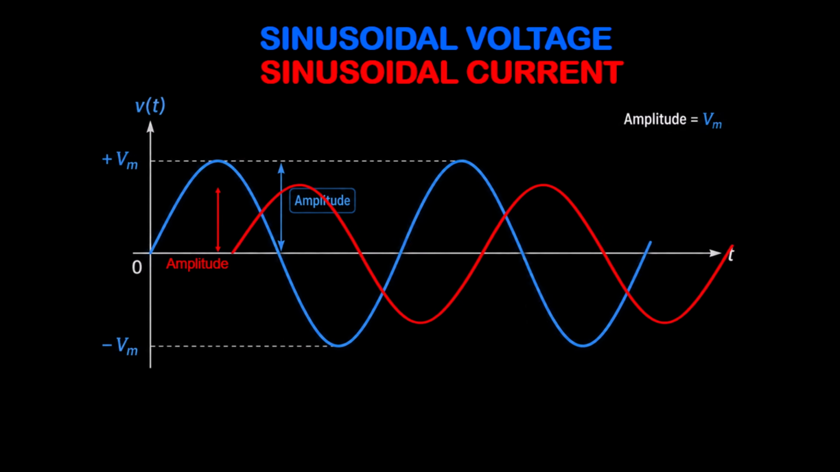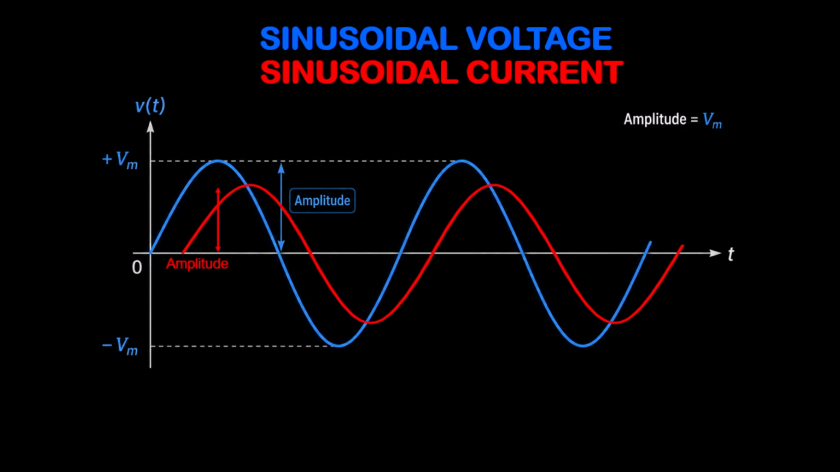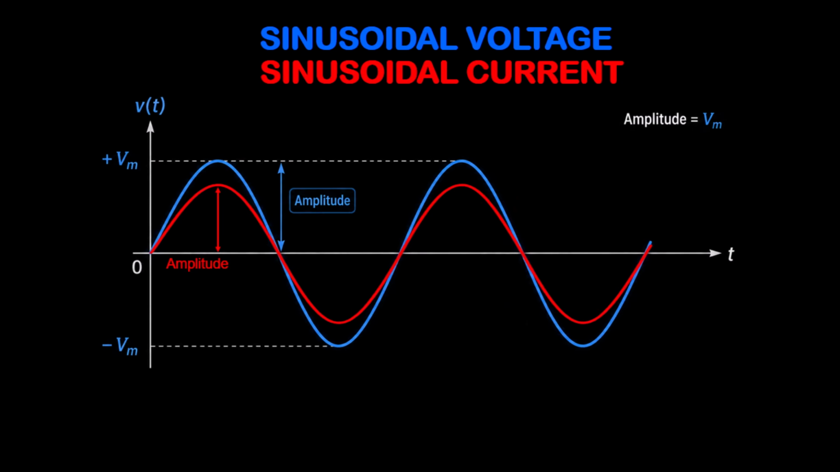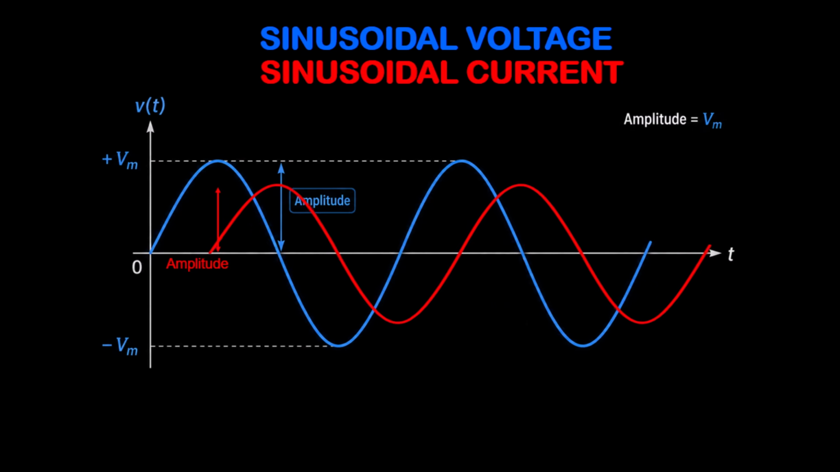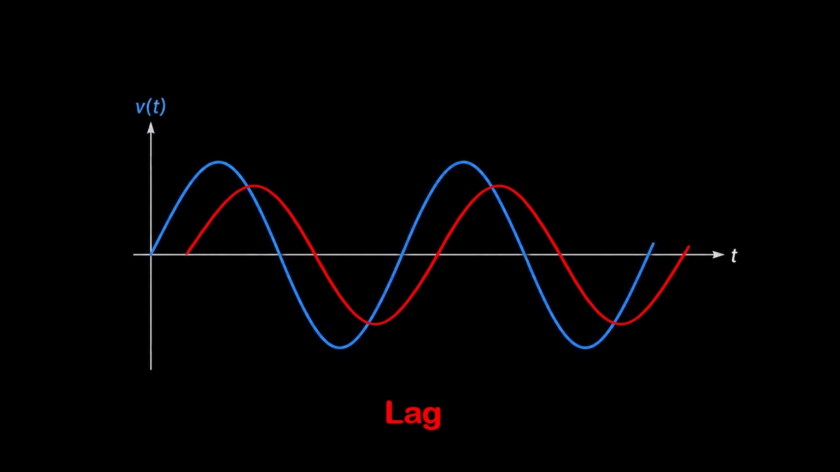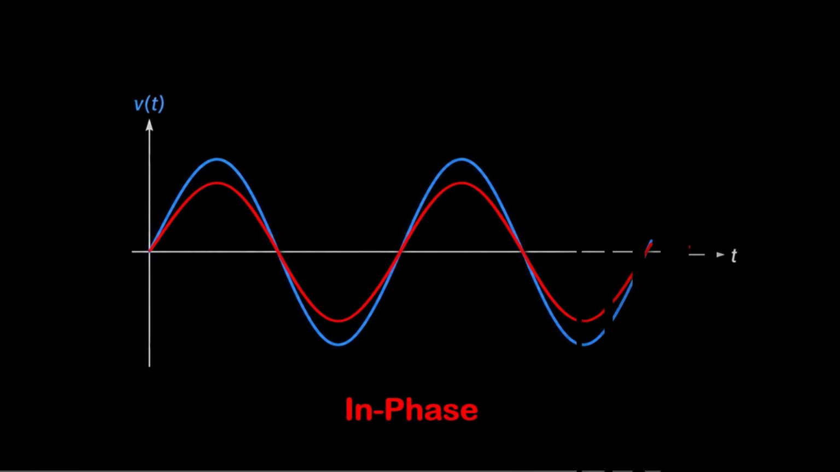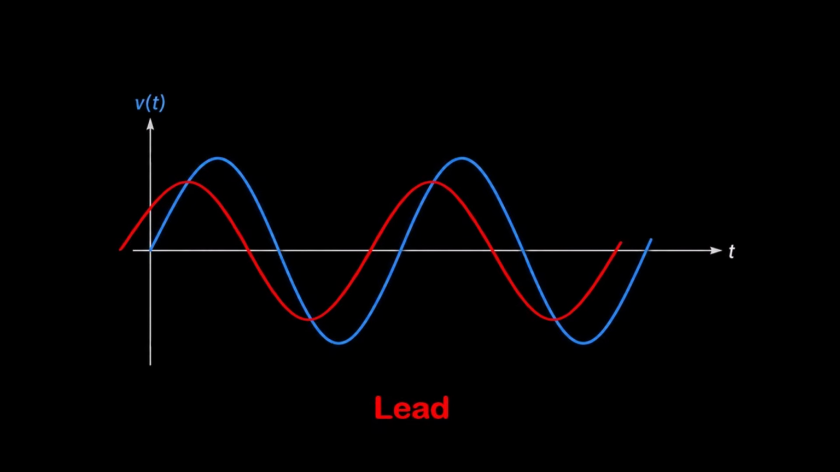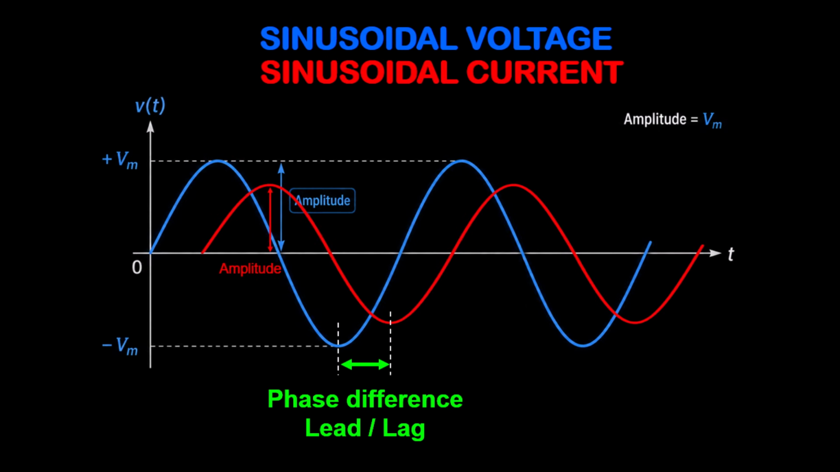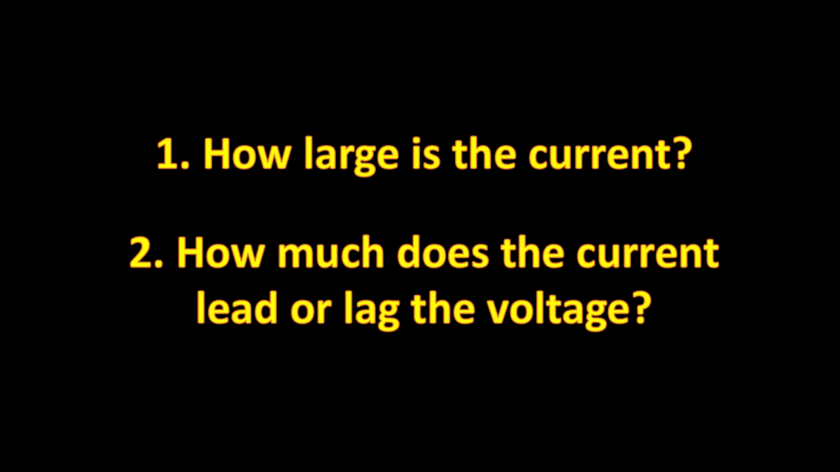The current is not necessarily perfectly aligned with the voltage. It may reach its peaks a little later than the voltage, or it may reach them a little earlier. In other words, the current may lag the voltage, it may be exactly in phase with the voltage, or it may lead the voltage. So, we have another feature here, the phase difference between the voltage and current. So, unlike the DC case, there are now two questions we need to answer. First, how large is the current? And second, how much does the current lead or lag the voltage?